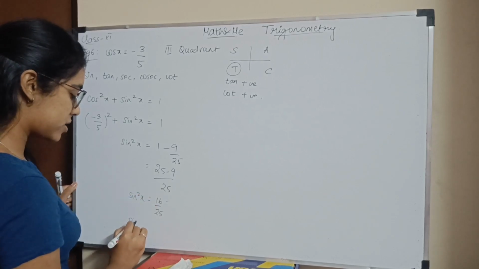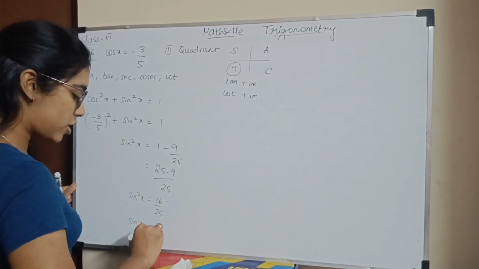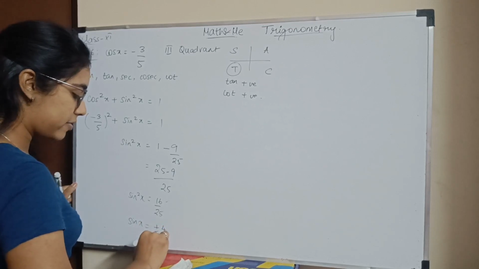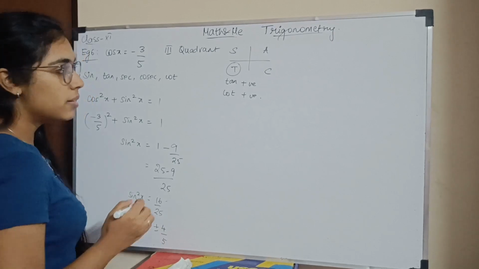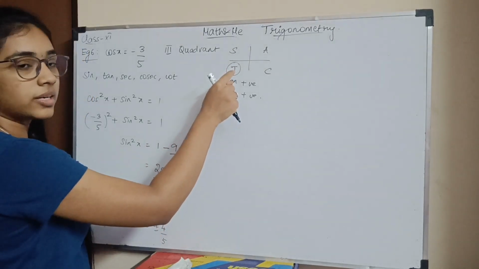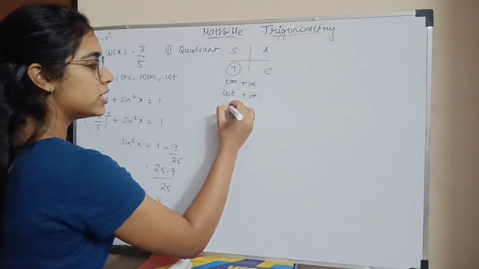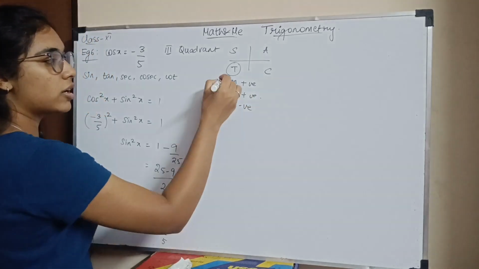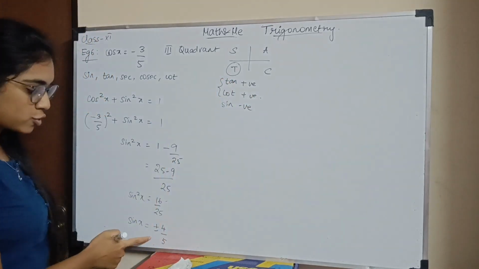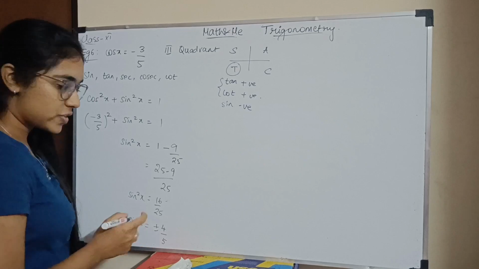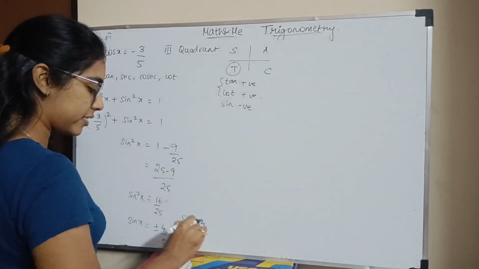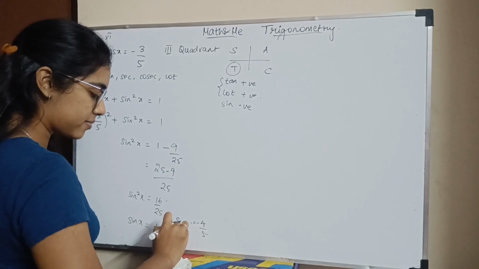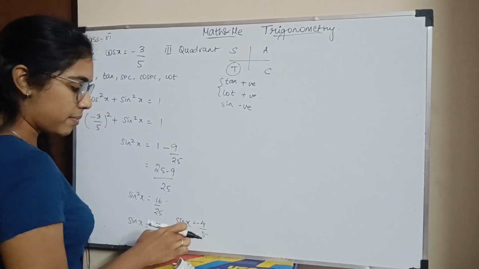So sin x, taking the square root, will be plus or minus 4 divided by 5. Correct? When you take the square root you will have two values, plus or minus. But here it lies in the third quadrant, and in the third quadrant sin is negative. Only tan and cot are positive. So since sin is negative, you have to choose the value which is negative. So it will be sin x equals minus 4 by 5.